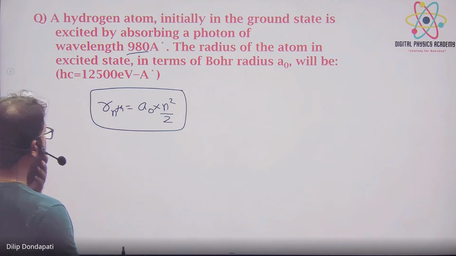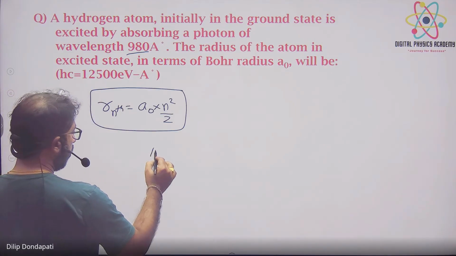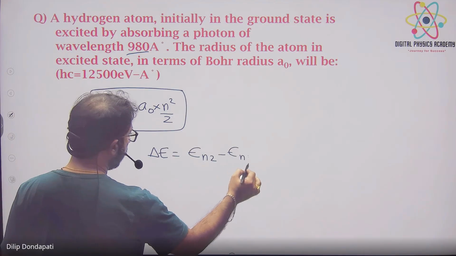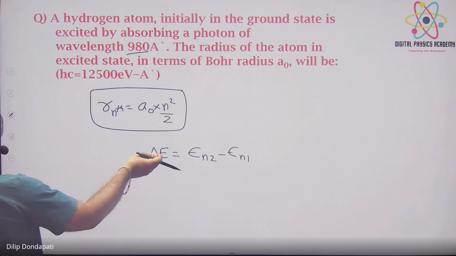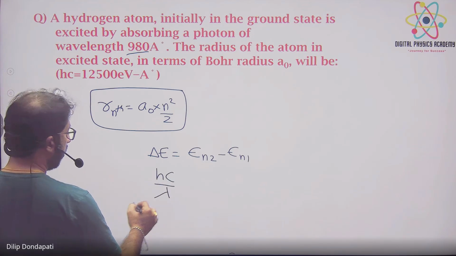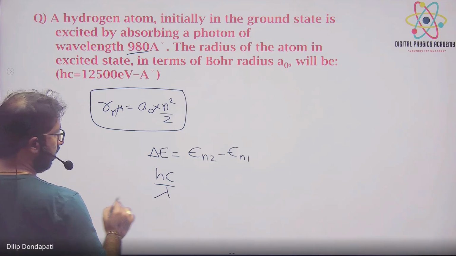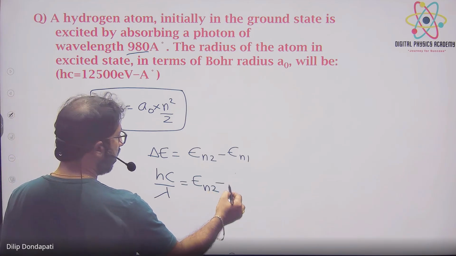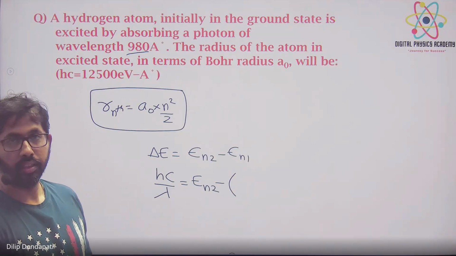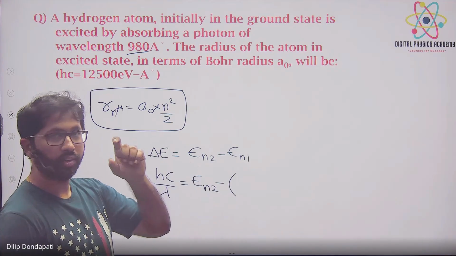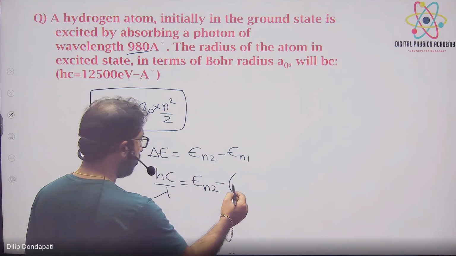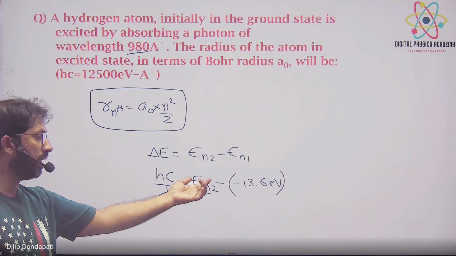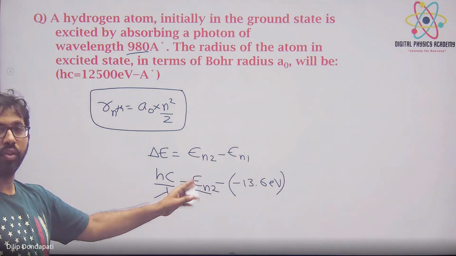To calculate n, you know the basic formula, right? Delta E is equal to En2 minus En1. Delta E is nothing but hc by lambda, so calculate delta E from this formula. En2, the excited state, we don't know, minus En1, the ground state total energy, is minus 13.6 eV. That's the advantage, otherwise we have to calculate every time. First you calculate the energy level, then use minus 13.6 into Z square by n square, and you will get n.